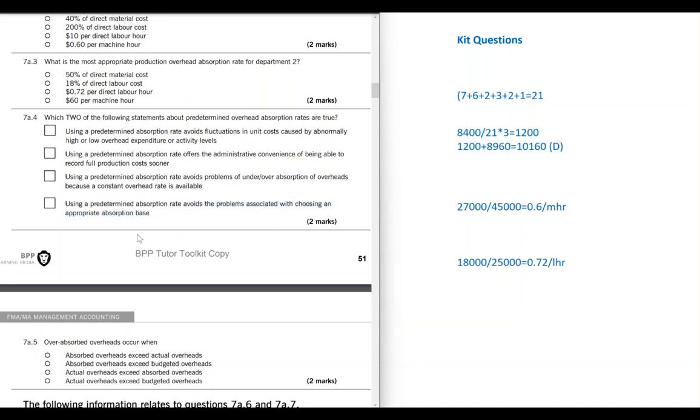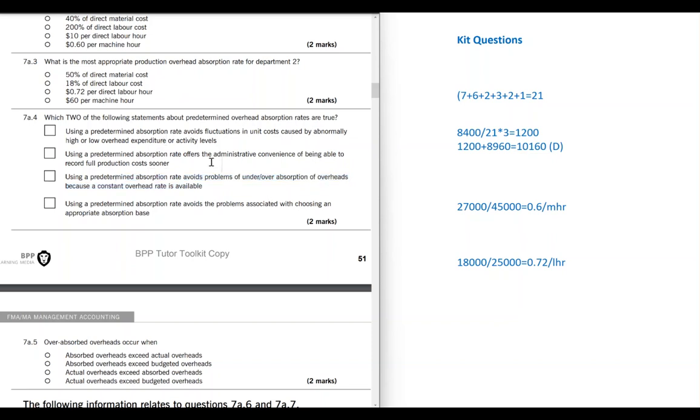So both of these are problems. These are the problems with absorption costing. One is which rate to use, whether we should use machine hours, whether we should use labor hours. And the third one, because of absorption costing, we have under or over absorption. So these problems are created, not avoided, by absorption costing. If 3 and 4 are wrong, it means A and B are correct.